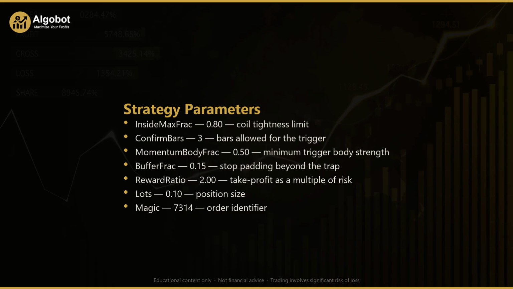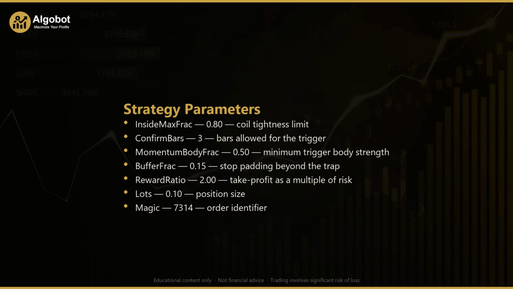Next is ConfirmBars, set to 3. This is the number of bars the strategy will wait for a valid trigger after arming a trap. If no momentum close arrives in that window, the setup is discarded. Widen it to be more patient, or shorten it to demand a fast reaction.